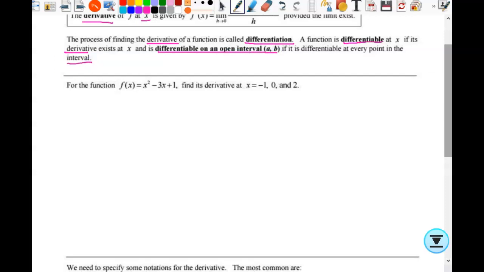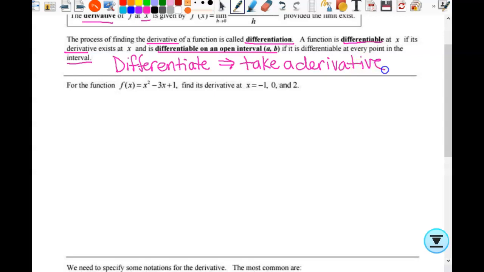Okay? If you are told to differentiate, let me make sure I spell it right. Differentiate. That just means take a derivative. Derivative. I can't spell either one. So if you were told to differentiate, it just means take a derivative. Can't say it or spell it.